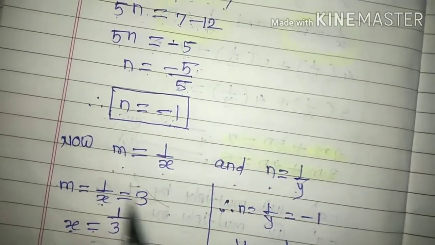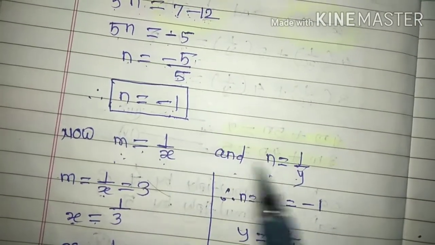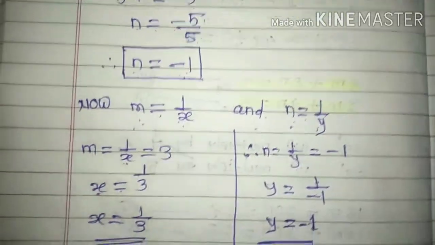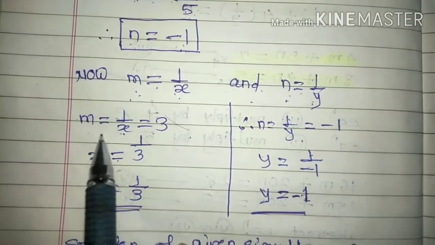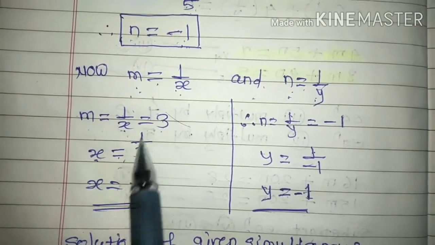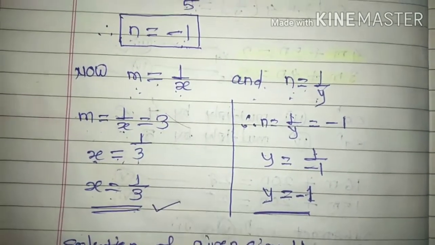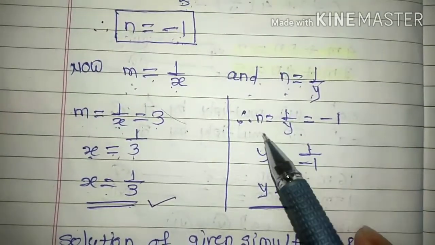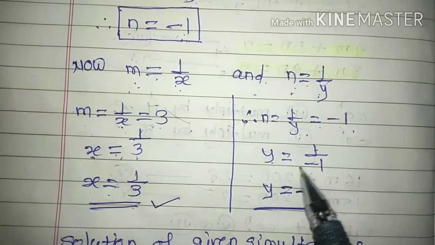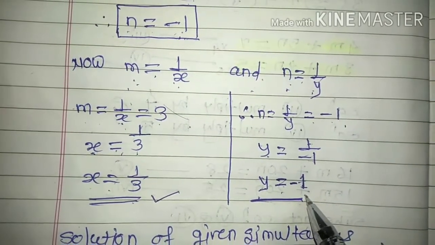Now resubstituting m is equal to 1/x and n is equal to 1/y. Then m is equal to 1/x is equal to 3, x is equal to 1/3. Then here n is equal to 1/y is equal to -1, and y is equal to 1/(-1), which means y is equal to -1.